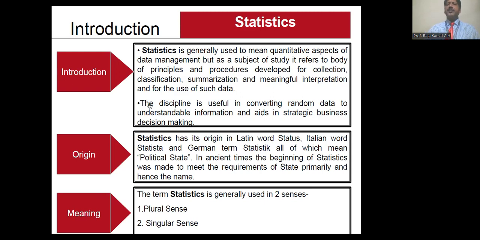In general, statistics always deals with the quantitative aspects, and most of the time we use statistics to manage data. There are certain principles, methods, and procedures that need to be followed, which were developed to collect the data, classify the data, summarize the data, and interpret the data so that everyone can understand the data interpretations easily.